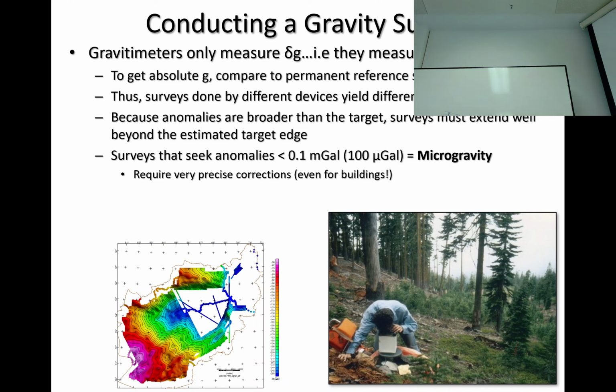Decrease the spacing between stations. Make them small stations. Instead of 15 meters, make them 5 meters. And PDO, they used that a lot. They used microgravity a lot to target such features.